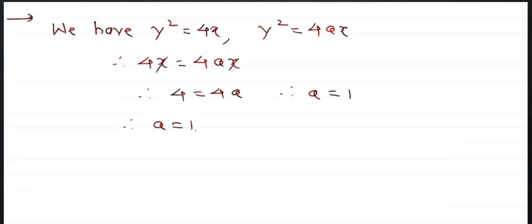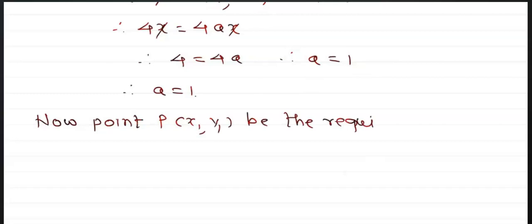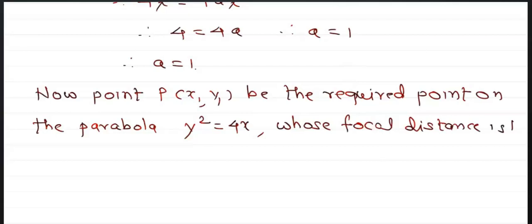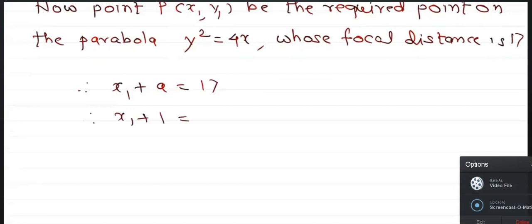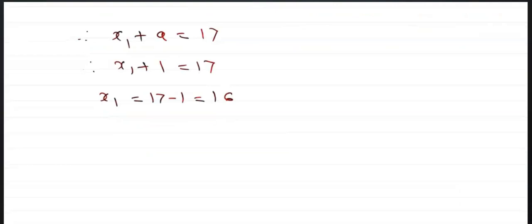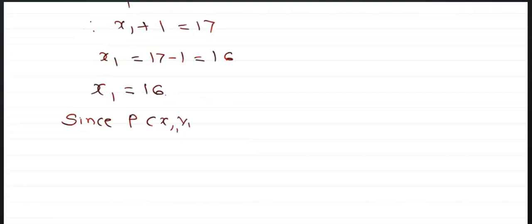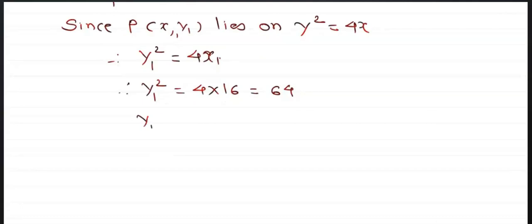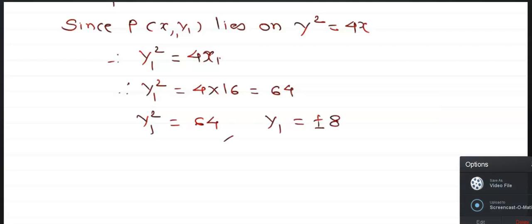Now the point P x1, y1 be the required point on the parabola y square is equals to 4x, whose focal distance is 17. x1 plus a is equals to 17. x1 plus 1 is equals to 17. Therefore, x1 is equals to 16. Since P x1, y1 lies on y square is equals to 4x, therefore y1 square is equals to 4x1. y1 square is equals to 64. Therefore, y1 is equals to plus or minus 8.